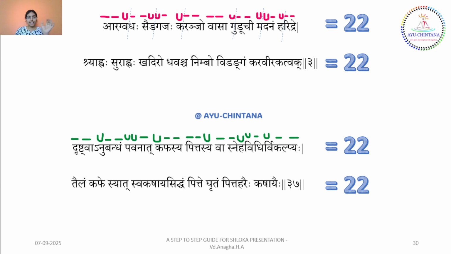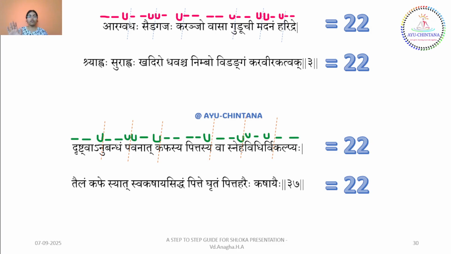In each of these padas marked in red, do you think there are equal numbers of designations, an equal way of designating it? Yes. That means it follows the same pattern of the meter or the rhythm fixed to it. Let's check with the second shloka as well. Drishtvanu, Bandhampa, Vanatka, Pha and Syar to Guru. This is 11 letters over. Then again, Pittasya, Vasneha, Vidhirvi, Kalpyaha. So this will also form 11 letters.